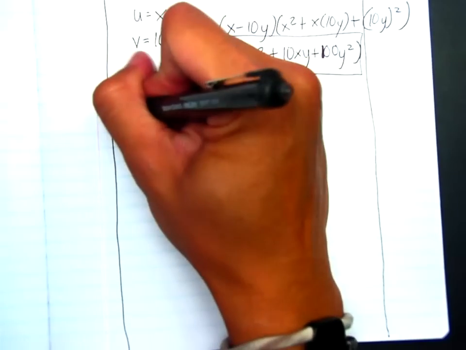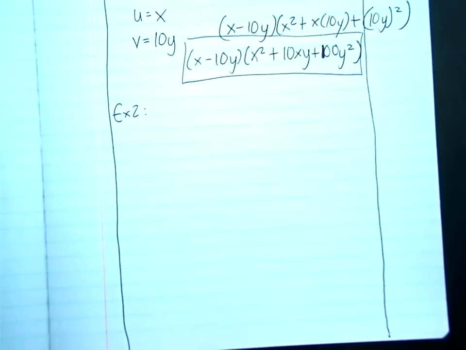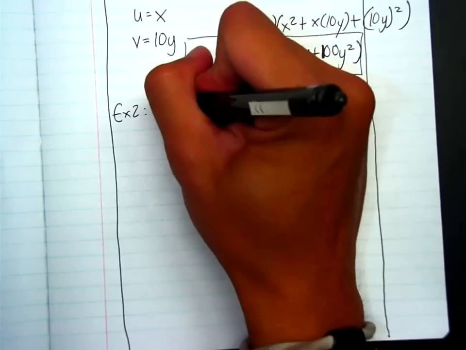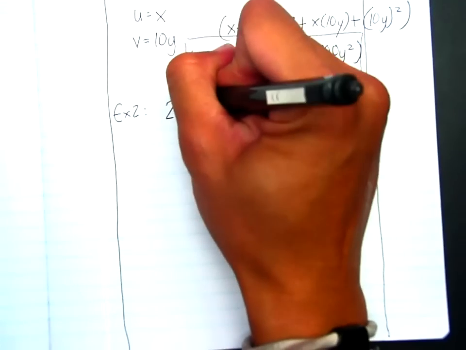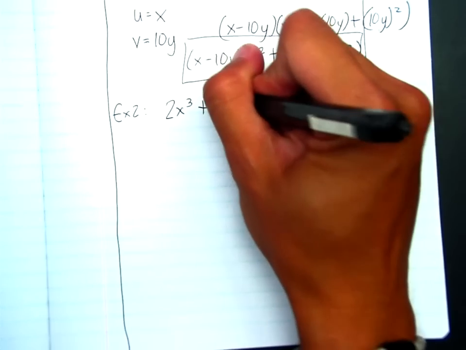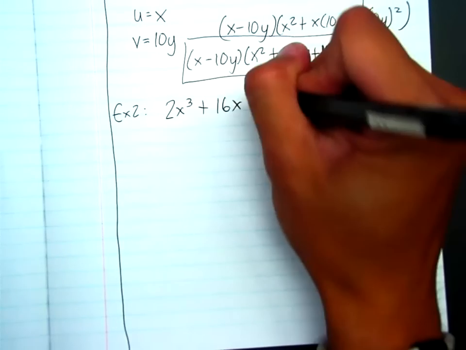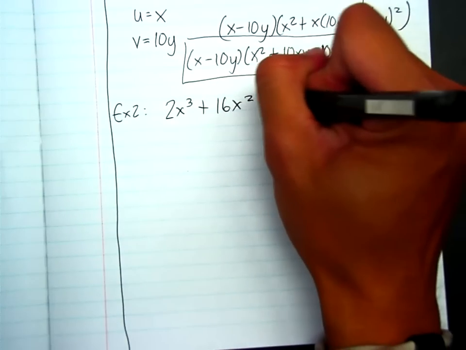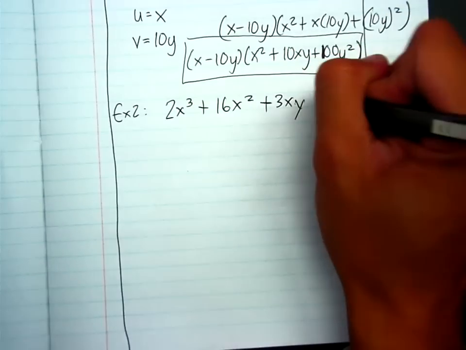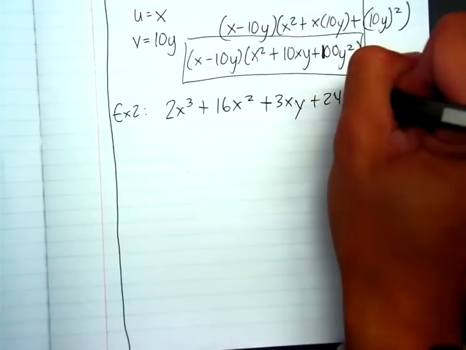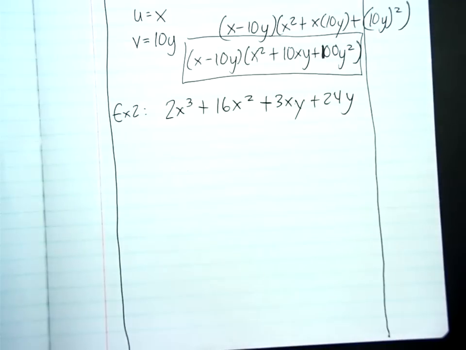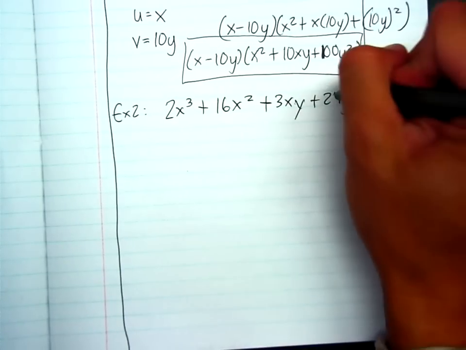All right, then the next problem we're going to do is factoring by grouping. Okay, so Example 2 is factoring by grouping. And I will give you a problem. This will look really similar to the diamond problem. So I have 2x cubed plus 16x squared plus 3xy plus 24y.